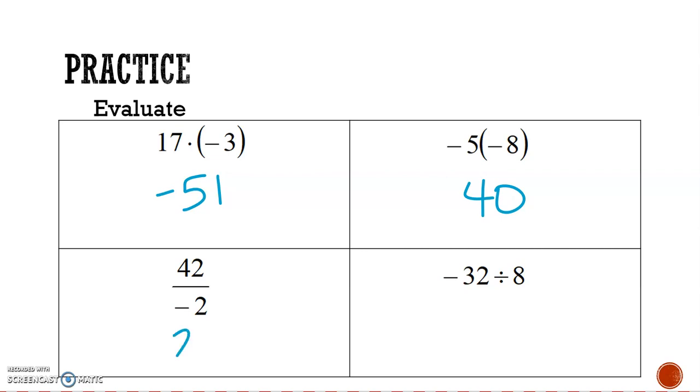42 divided by 2 is 21. And then you see a single negative, so it is a negative 21. 32 divided by 8 is 4. And then because you have a single negative, it is a negative 4.